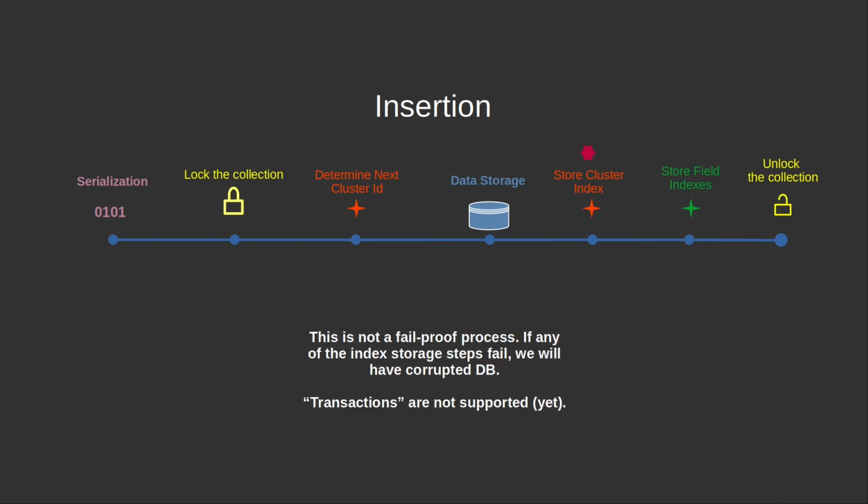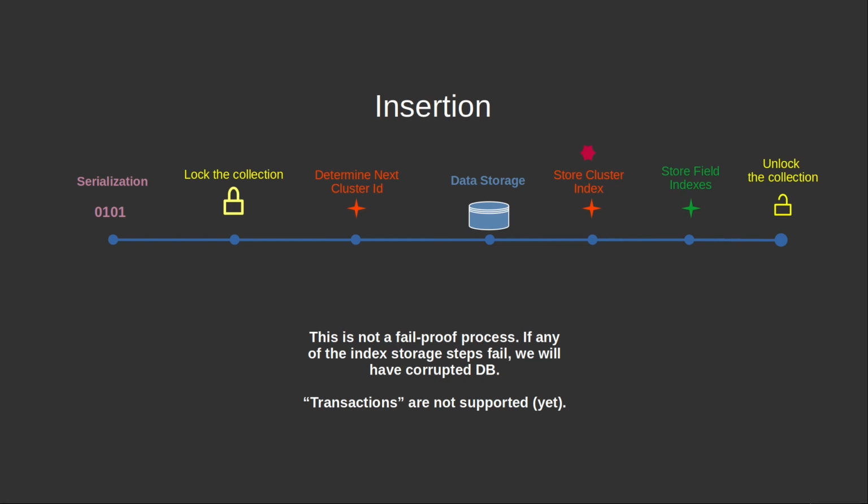You should also note that this whole process is not fail-proof. If any of the index storage steps fail, we will have a corrupted database. If the data storage step fails, well then we have an object on our disk that is not pointed to anywhere, but if storing cluster index or storing field indexes fail, then things will go wrong. And obviously, transactions are not supported yet as well.